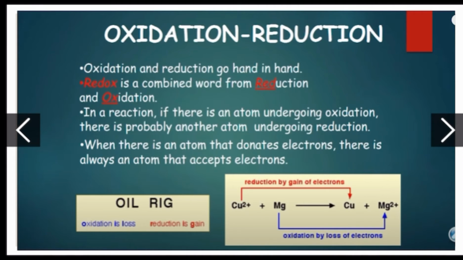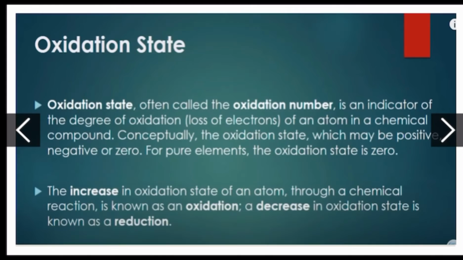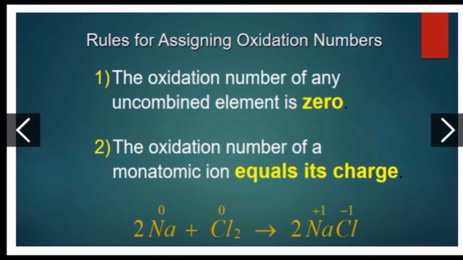OIL RIG: oxidation is loss, reduction is gain. For example, copper and magnesium. Reduction is by gain of electrons. Oxidation state, often called oxidation number, is an indicator of the degree of oxidation of an atom in a chemical compound. Conceptually, the oxidation state may be positive, negative or zero. For pure elements, the oxidation state is zero.